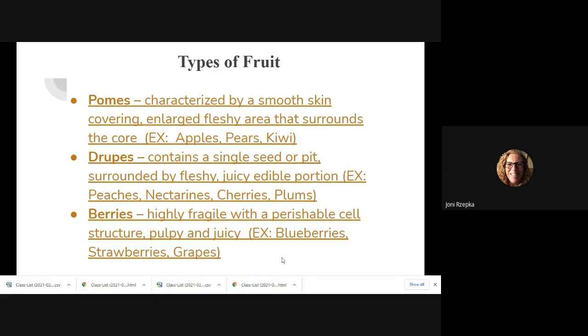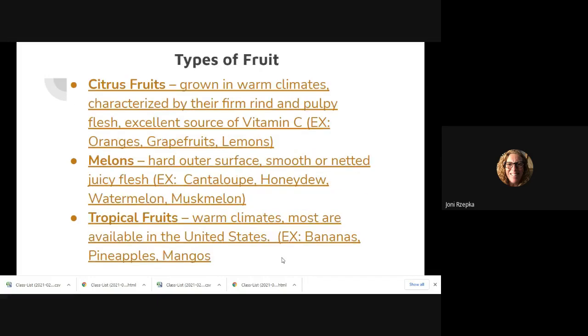Remember, it's recorded. Okay, then you have your citrus fruits, which are grown in warm climates. Typically, they'll have a firm rind and pulpy flesh, and they are excellent sources of vitamin C. So that would be your oranges, grapefruits, lemons. Those are citrus fruits.